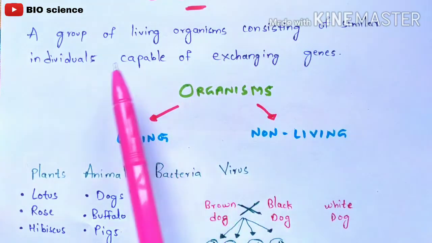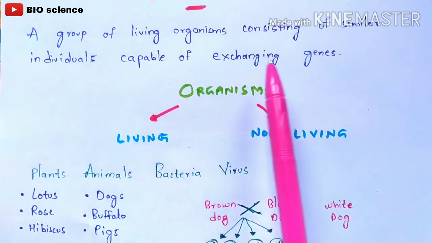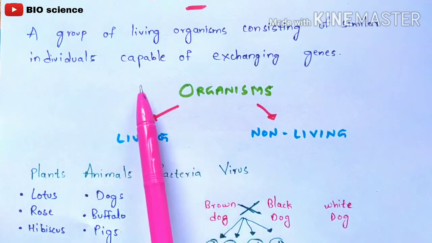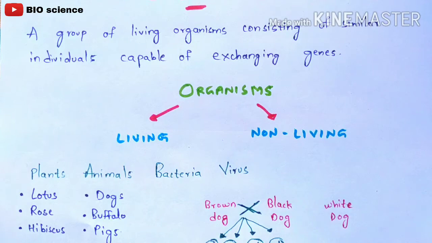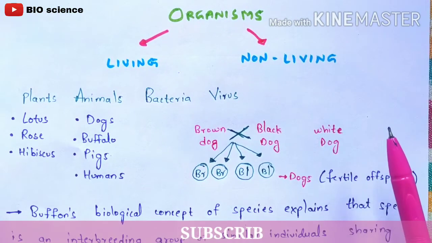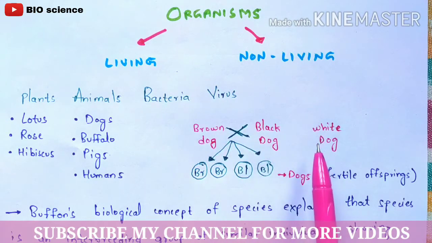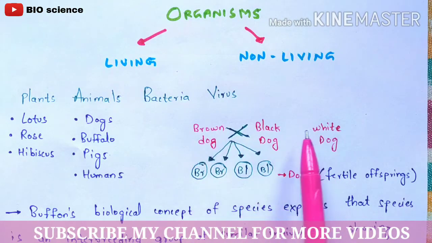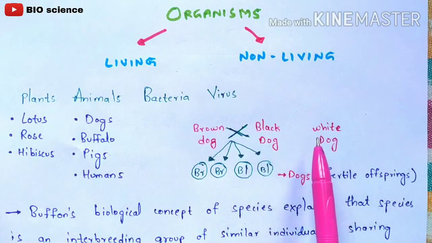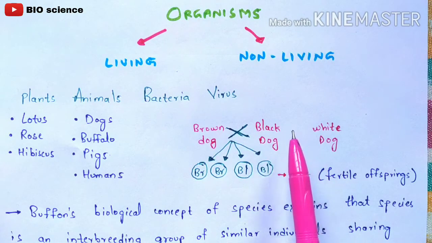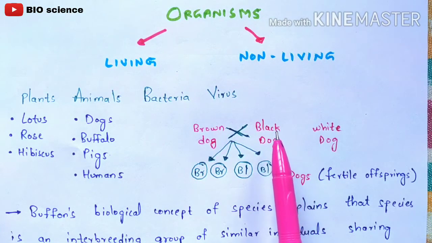So, consisting of similar individuals which are capable of exchanging genes. So what is meant by this sentence, capable of exchanging genes? Let us see now. For example, if you take dogs, there are different types of dogs, right? Brown dog, black dog, white dog. Let's take into consideration all of these dogs: brown dog, black dog and white dog. Remember, all of these dogs are considered the same species, which is nothing but the dog.